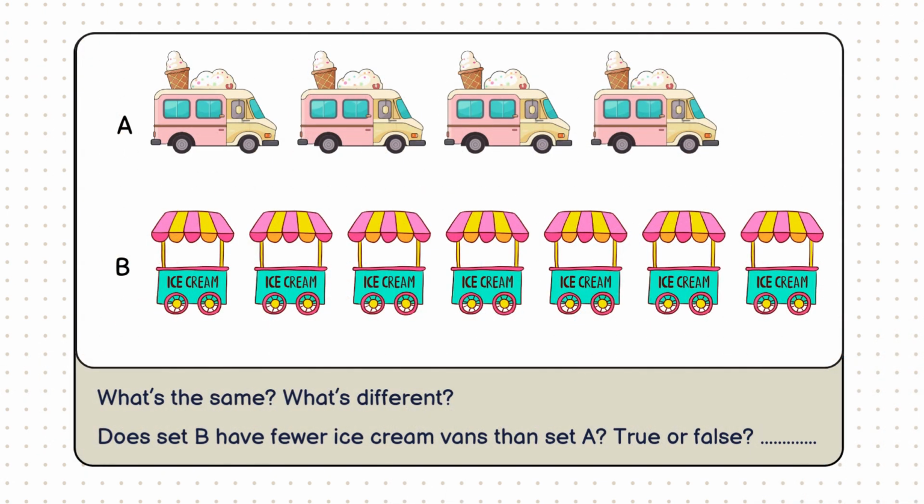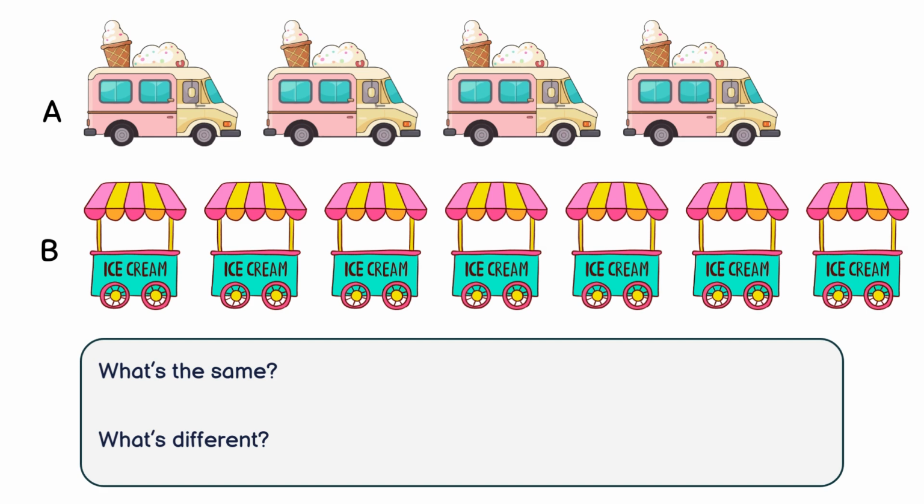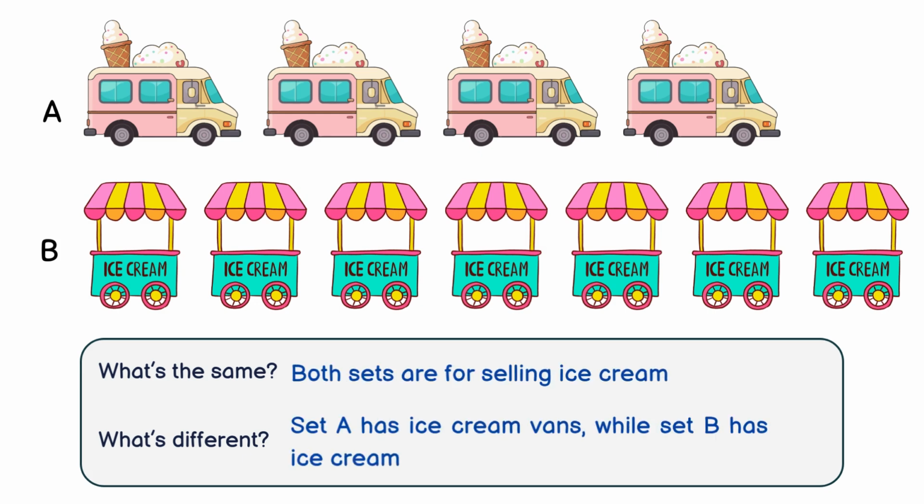Meet ice cream vans and ice cream carts. Set A has ice cream vans and Set B has ice cream carts. Let's compare these sets and figure out what's the same and what's different. Ready? When we compare, we can see that both sets are about selling ice cream, but they're different because Set A has vans and Set B has carts. So, what's the same and what's different? That's right. Both sets are for selling ice cream, but Set A has ice cream vans and Set B has ice cream carts. That's the difference.